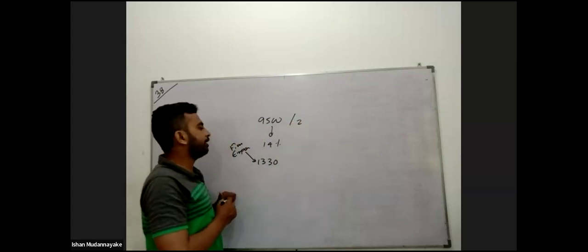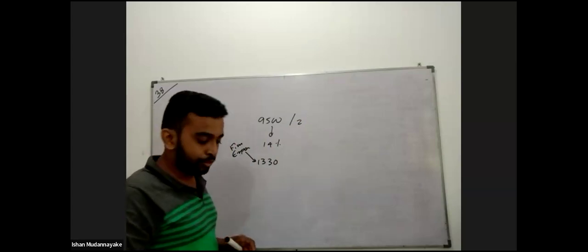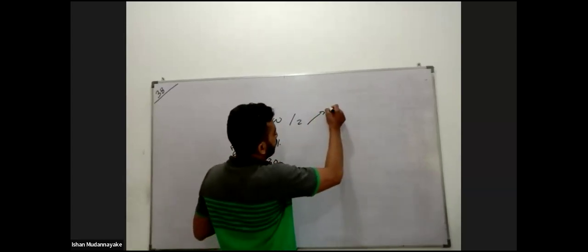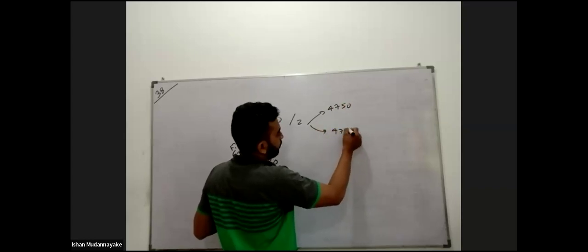This total amount they need to settle in 2 equal installments. Then 9,500 divided into 2 is 4,750. One installment is 4,750. The other installment is 4,750.